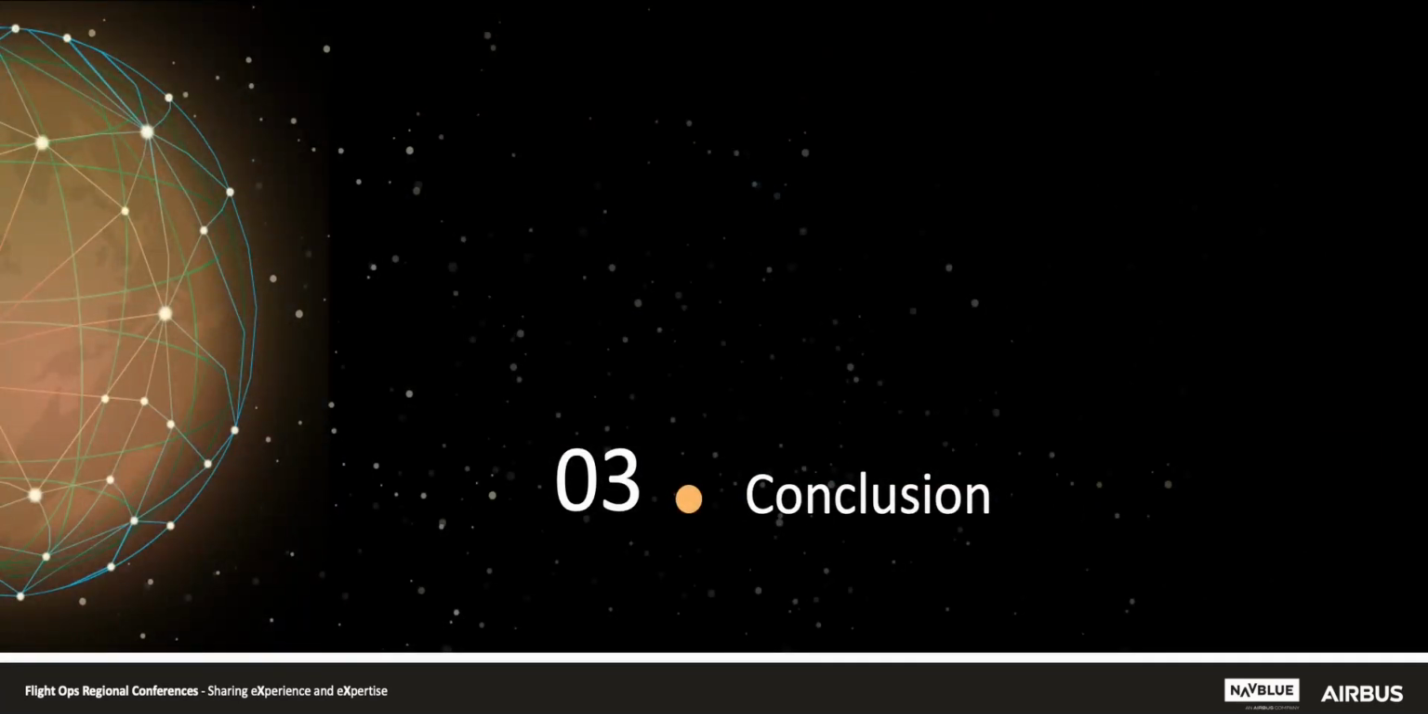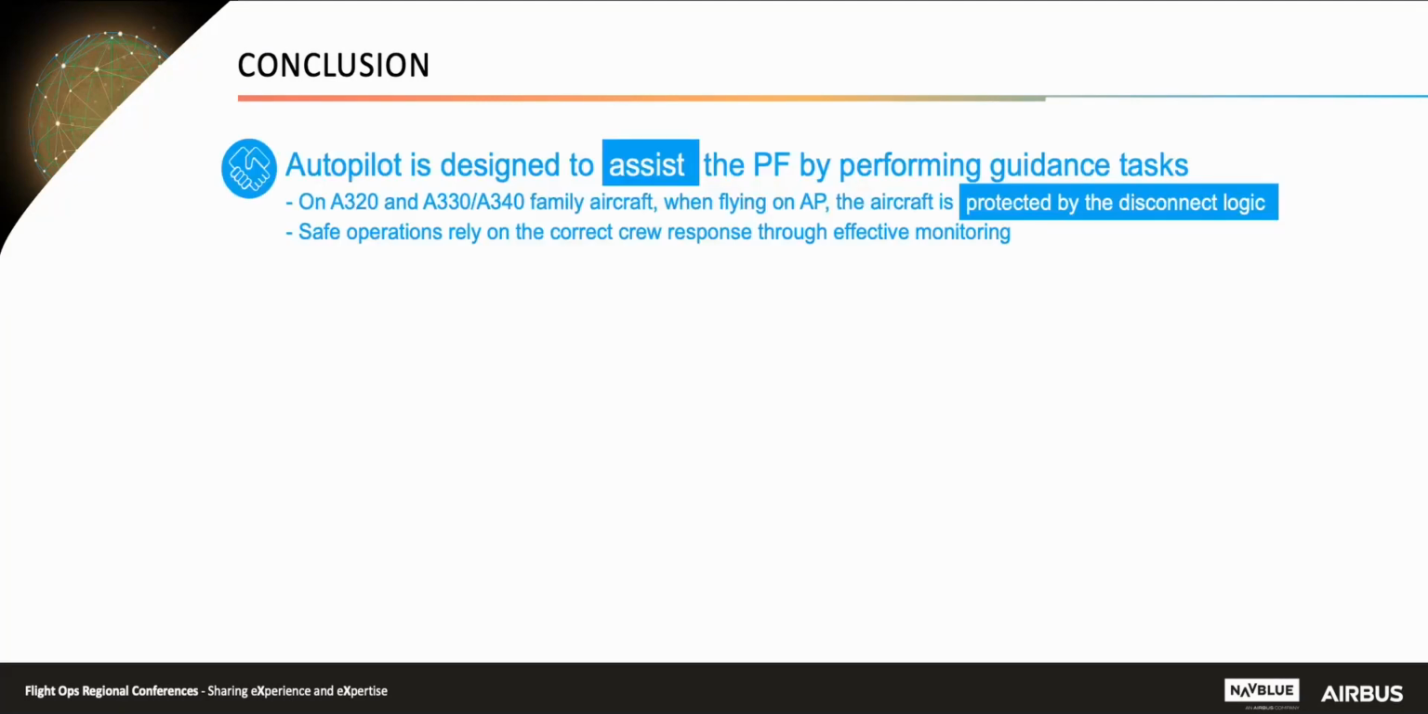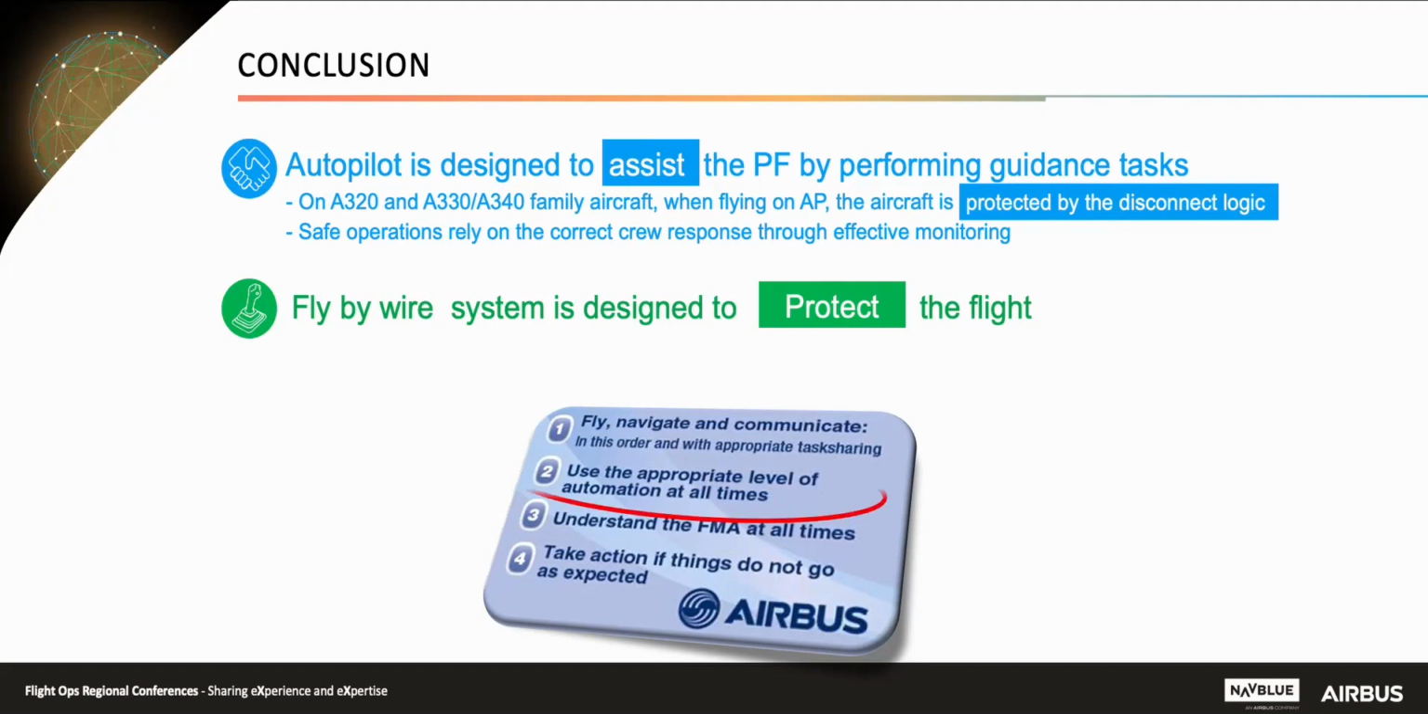So in conclusion of this short presentation, the autopilot is designed to assist the pilot flying by performing guidance tasks. On Airbus 320, 330 and 340, when flying in autopilot mode, the aircraft is protected by the disconnection logic. Safe operations rely on the correct crew responses through effective monitoring. The fly-by-wire system is designed to protect the flight. The Airbus Golden Rules remind you to use appropriate level of automation at all times and to take action if things don't go as expected.